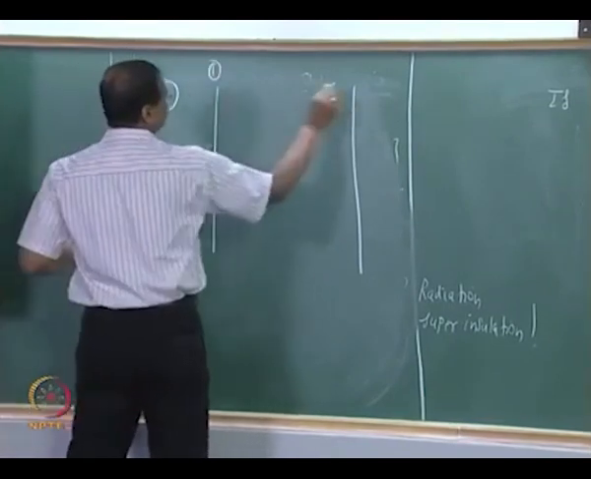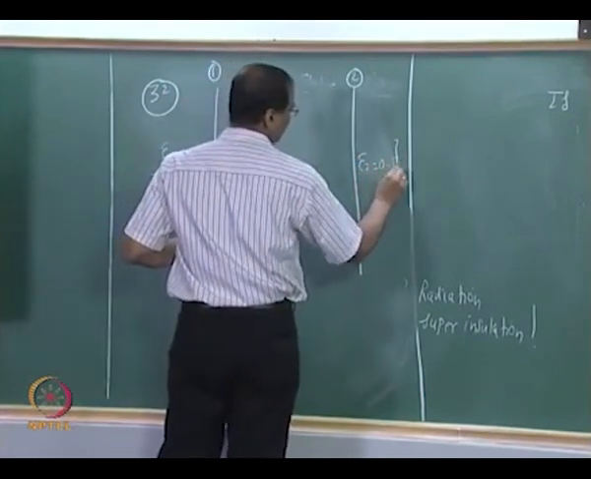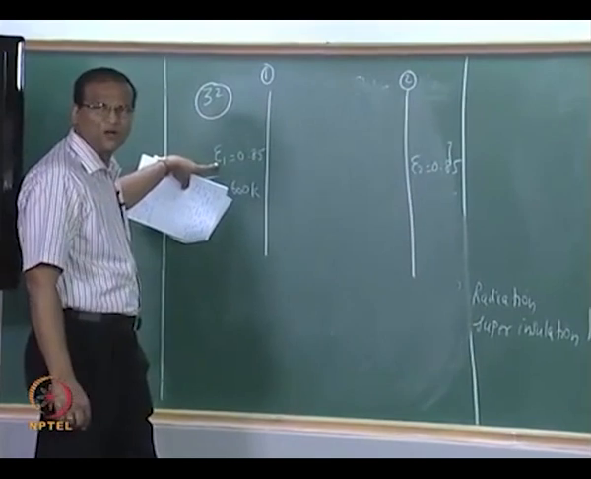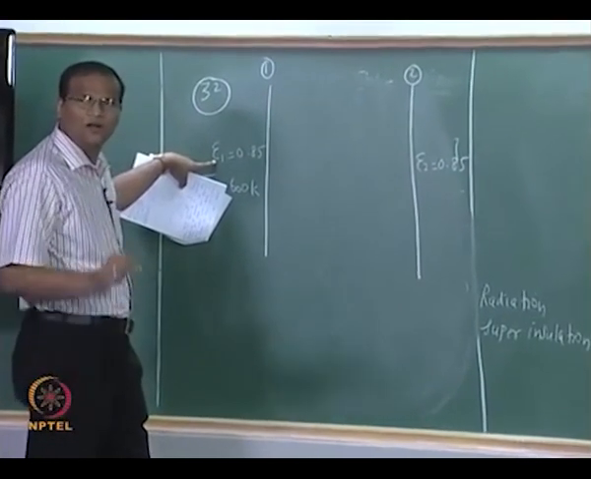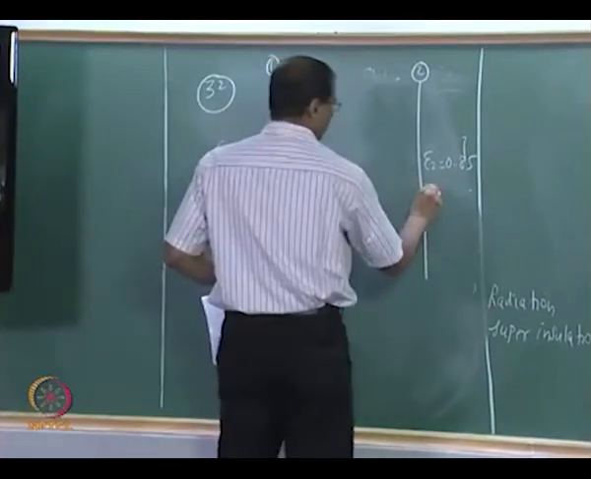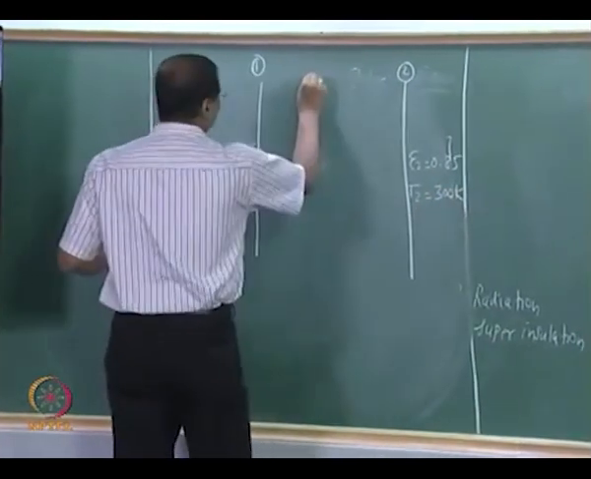Okay, so there are two plates, 1 and 2. There is no need to call the emissivities as epsilon 1, epsilon 2, epsilon 3, epsilon 4, all are equal to 0.85, epsilon is enough. T2 equal to 300 Kelvin. Now I have put two shields.